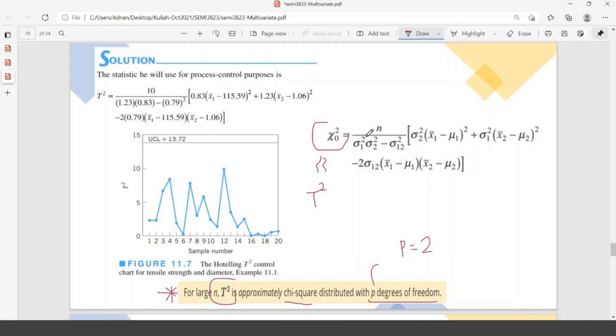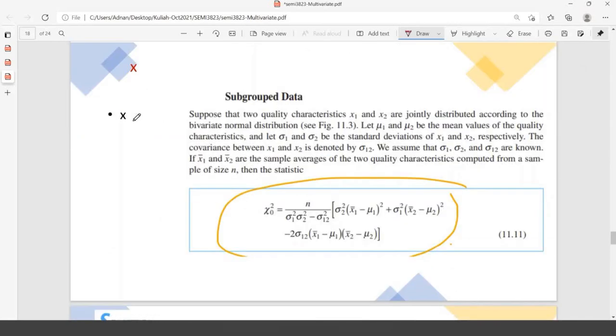So this is the variance for tensile. This is the variance for diameter, minus the covariance squared. Sorry, this is squared. Yes, this is the covariance squared for tensile and diameter, and on top of that is n. N, in our case, is 10. This value is already given, n is equal to 10. The variance for tensile is 1.23. It is given here, 1.23.